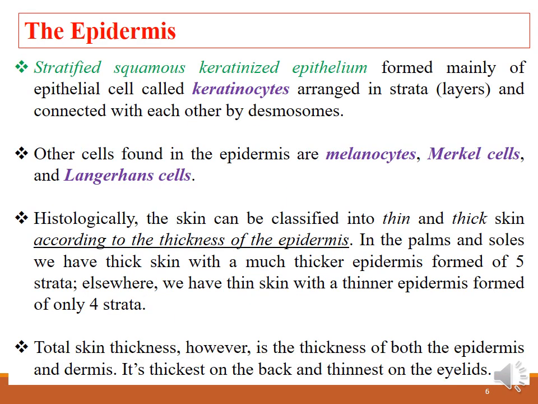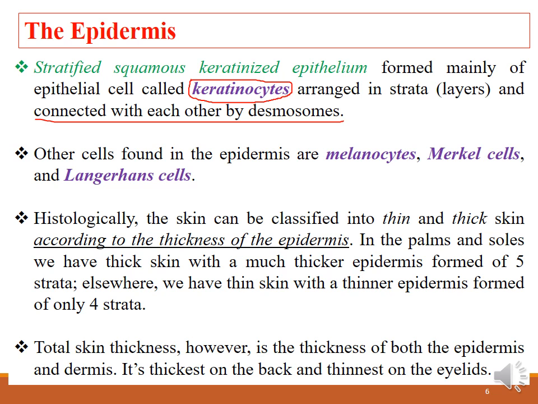So now we start with the first layer of the skin, the superficial layer, the epidermis. The epidermis is a stratified squamous keratinized epithelium formed mainly of epithelial cells. The epithelial cells of the epidermis are called keratinocytes, and these keratinocytes are arranged in layers. Very importantly, the keratinocytes are connected with each other, adhere to each other, by desmosomes. This is very important.